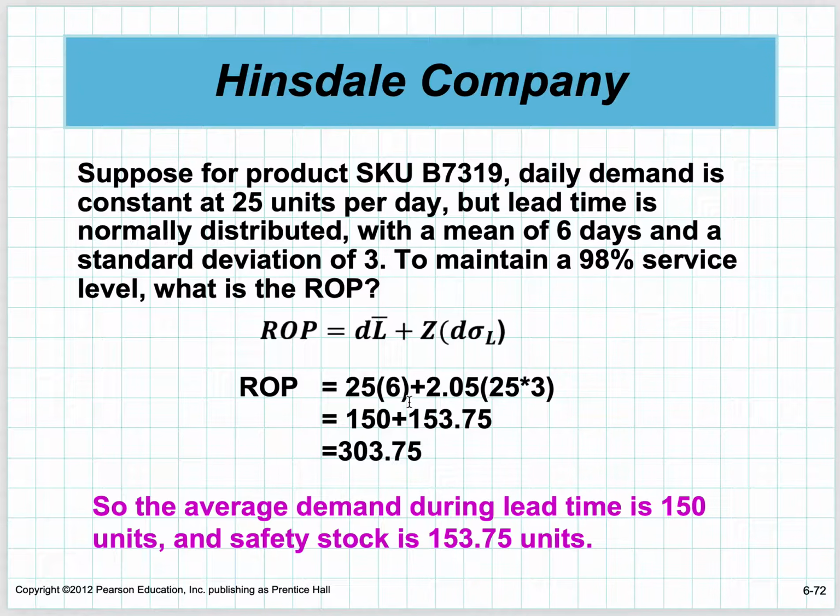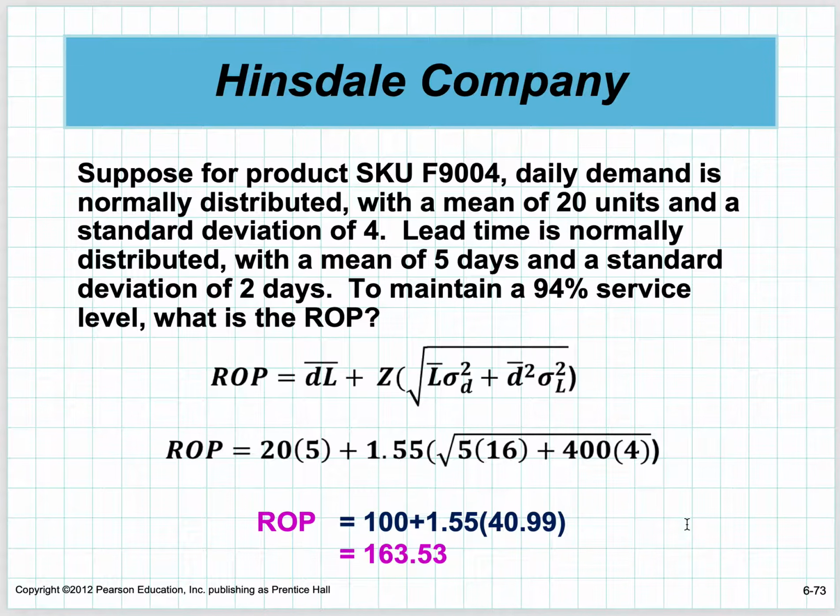So I fill in all the numbers again, and I get 303. Since the mean was 150, we're carrying 153 items of safety stock. So that's a huge safety stock relative to the actual mean. We're almost doubling the inventory during that lead time. But it has to do with the standard deviation.